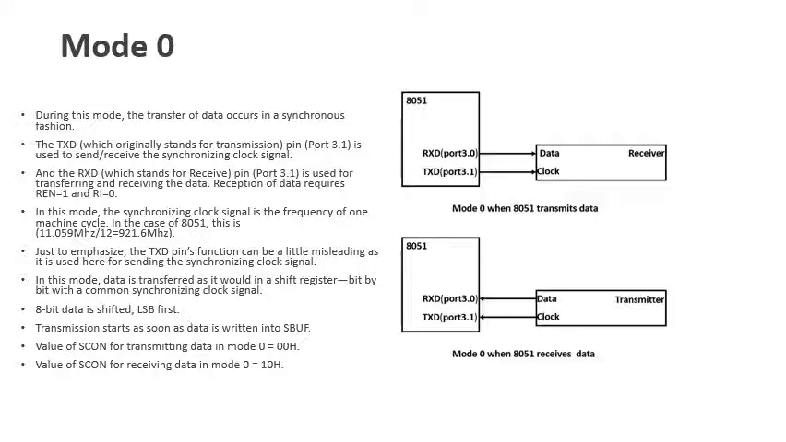8-bit data is shifted LSB first. Transmission starts as soon as data is written into the SBUF. The value of SCON for transmitting data in mode 0 is 00H. The value of SCON for receiving data in mode 0 is 10H.